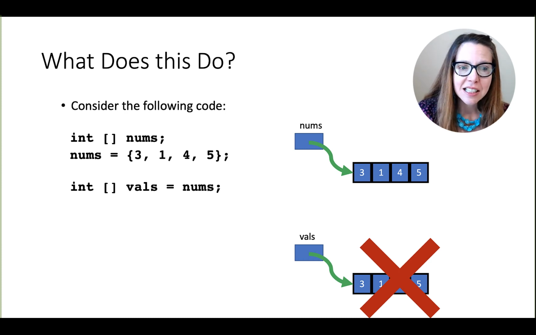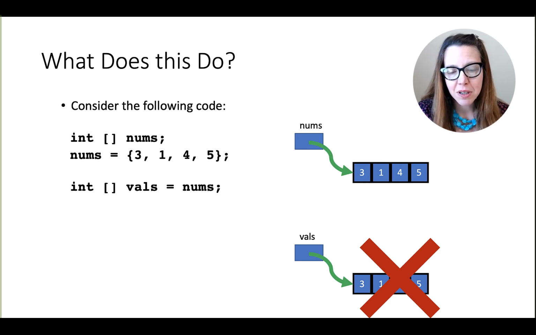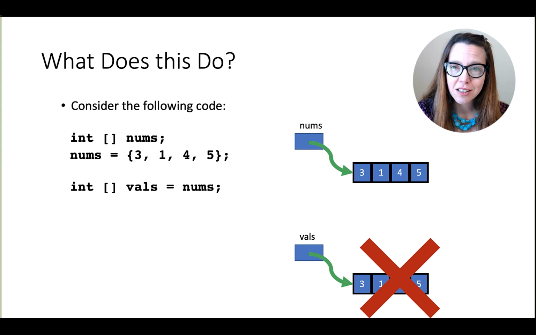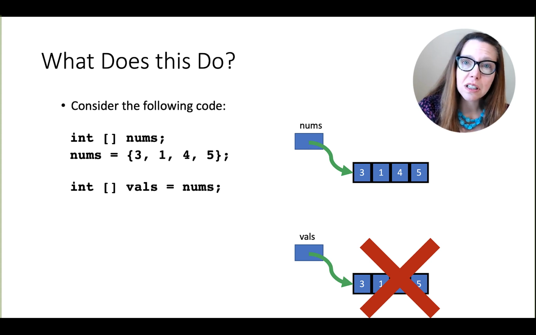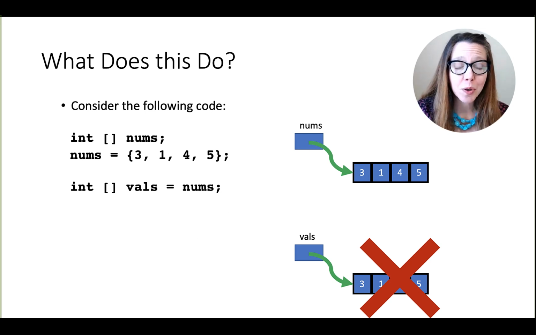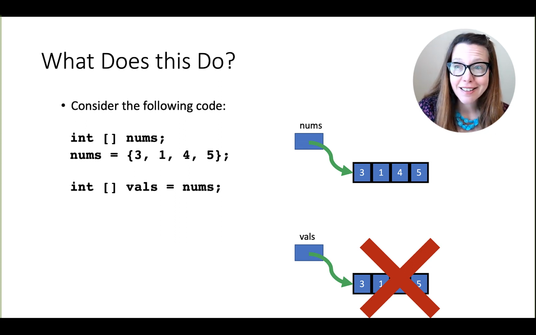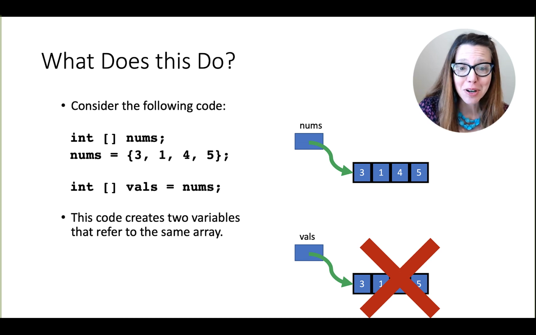The reason it's not is because recall that array variables are of reference type. So what they hold is not the contents. They hold a reference to the location where these contents are. So when we assign the value held in nums to the integer array vals, what we're assigning is a reference. We're saying point to the same place. In fact, what we're doing is creating 2 variables, nums and vals, that refer to the same array.